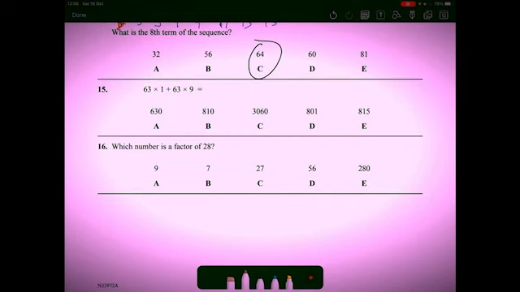This is easier than it actually looks. If you've got 1 lot of something plus 9 lots of something, that is quite simply the same as saying I've got 10 lots of something altogether. So I'm basically finding 63 times 10, which is A.